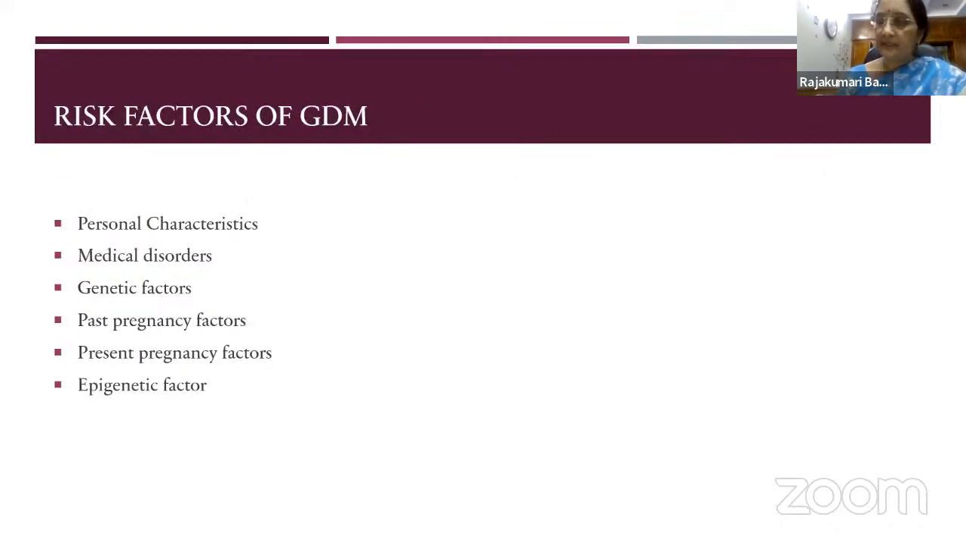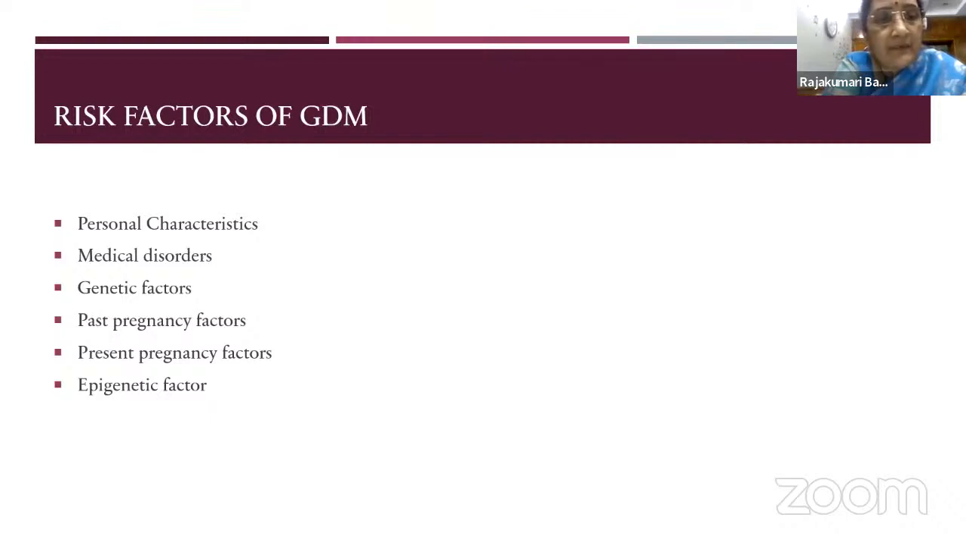The risk factors for GDM are personal characteristics like an ethnic group with a high prevalence of type 2 diabetes, maternal age more than 25 years, BMI more than 30 kg per square meter, and medical disorders like metabolic syndrome, PCOD, and hypertension, and family history or genetic factors, and diabetes in first degree relatives, and past pregnancy factors like GDM, unexplained perinatal loss, poor obstetric performance, birth of malformed infant, and macrosomic baby.